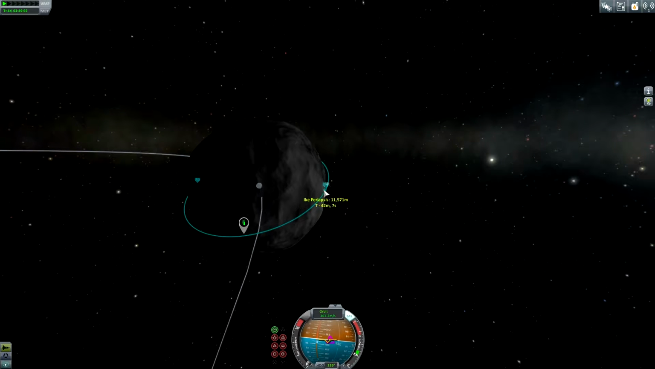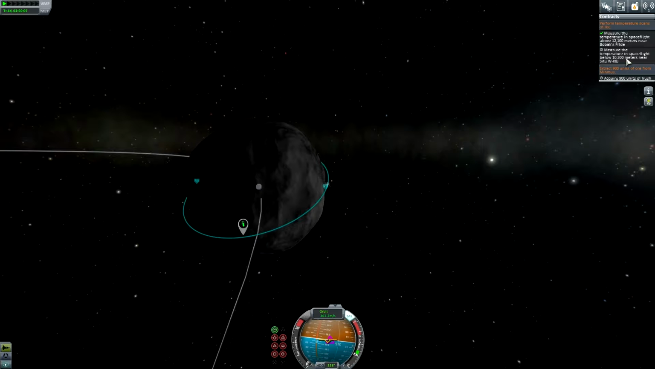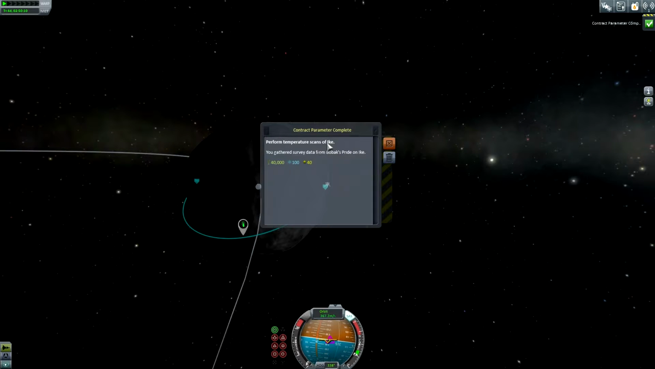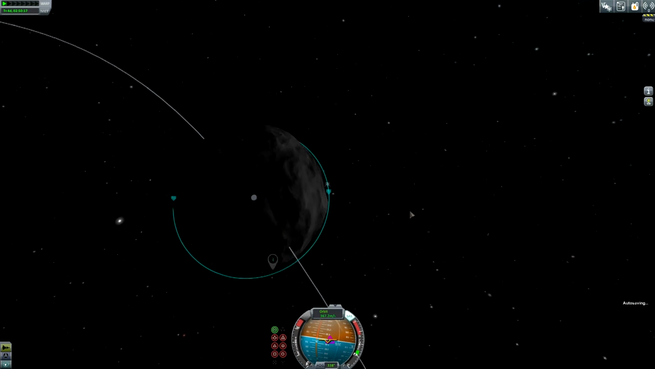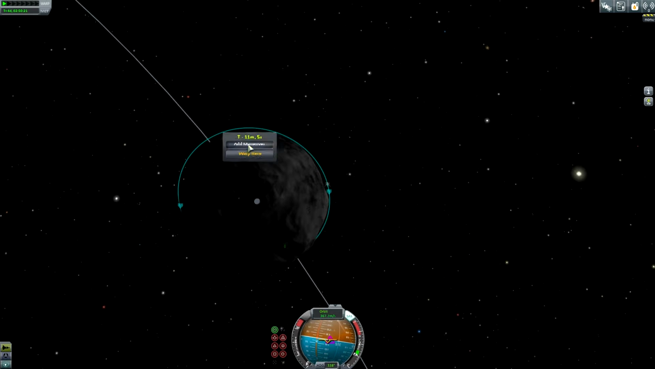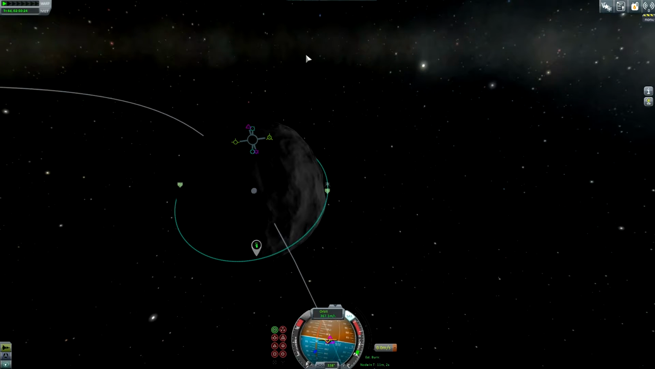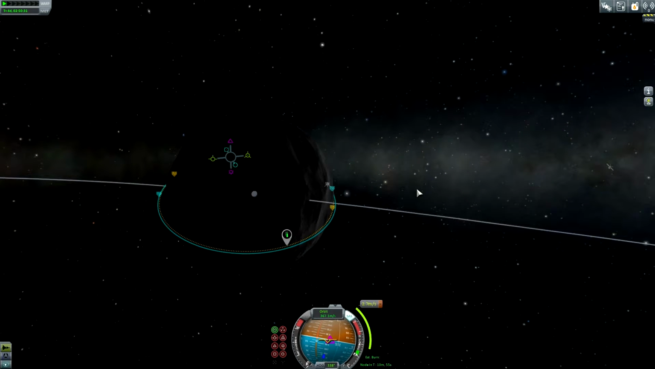Okay, so at this point we are still above 10,300 meters, and we need to be below. Okay. You gathered survey data from Bulbach's Pride on Ike here. Very good. Okay, so the opposite side is somewhere over here next to the Terminator. So I need another maneuver, and I need to perform a retrograde burn. 8 kilometers.